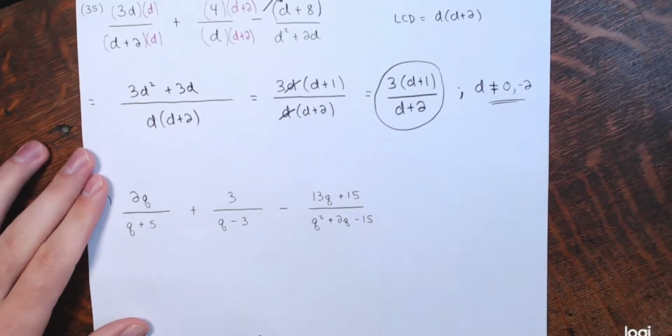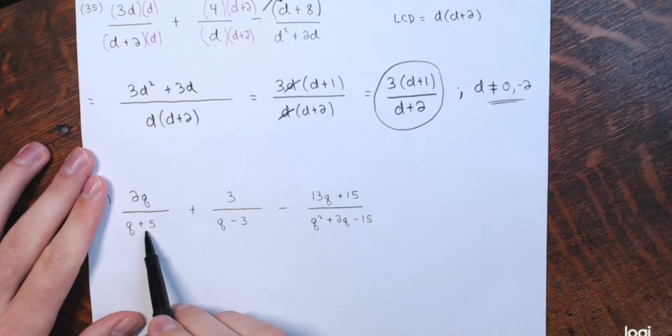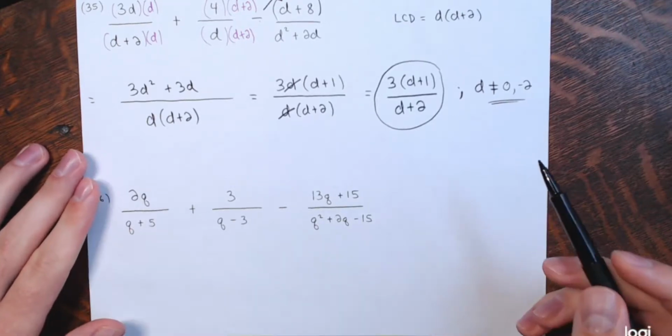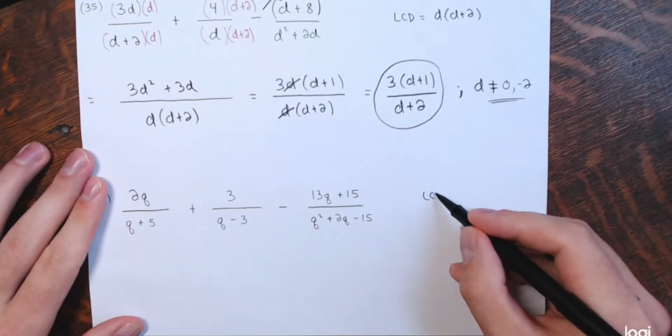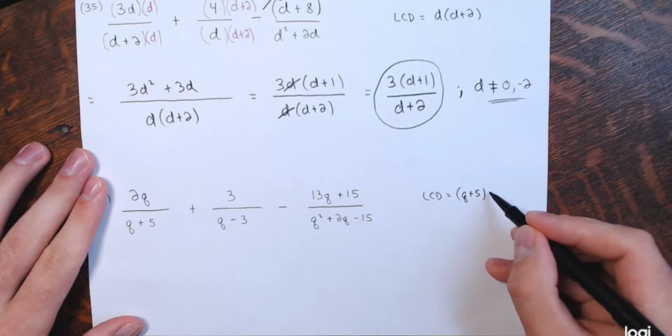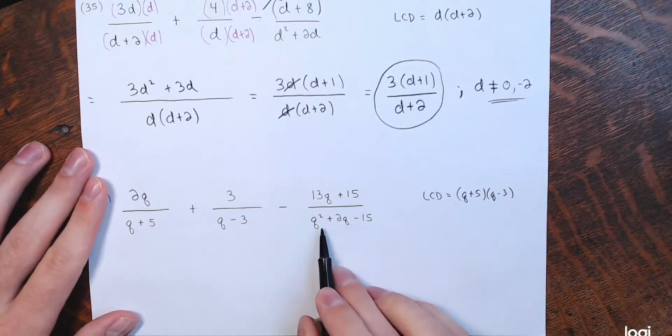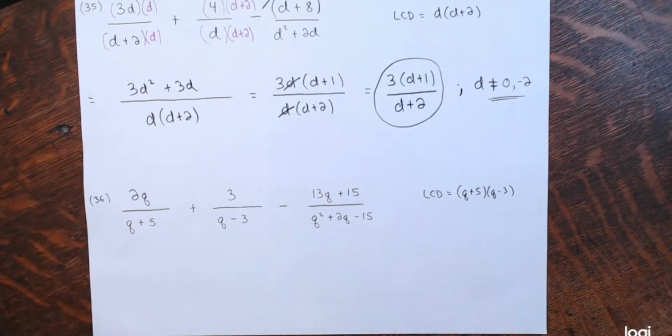Alright, and same thing here. This last denominator is just the product of these first two, right? Q plus 5 times Q minus 3. So that's the LCD. Right? The LCD is Q plus 5 times Q minus 3, right? Which is the last denominator, so I don't need to do anything to that one.